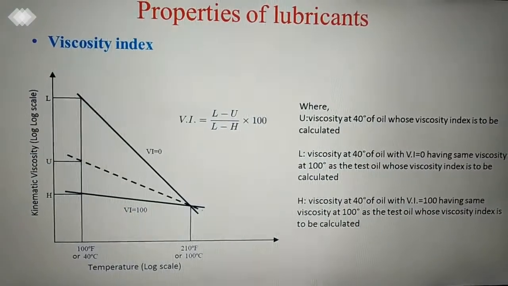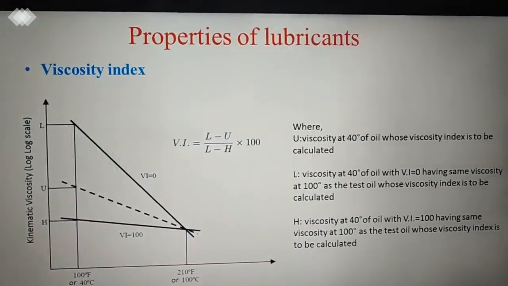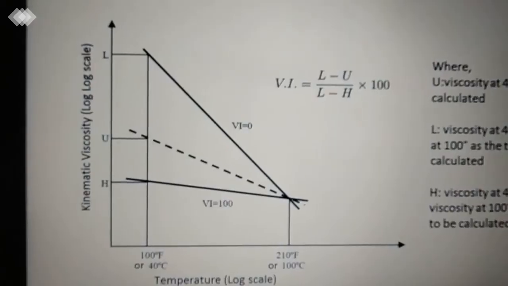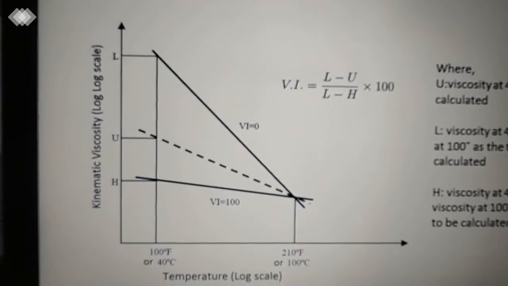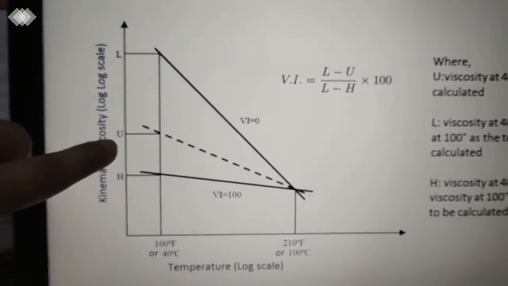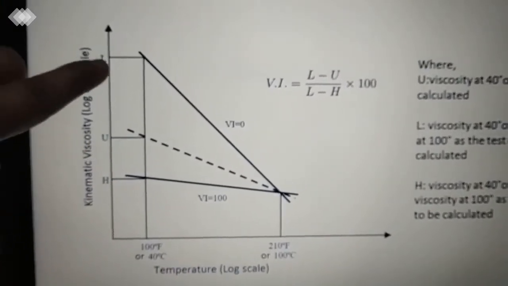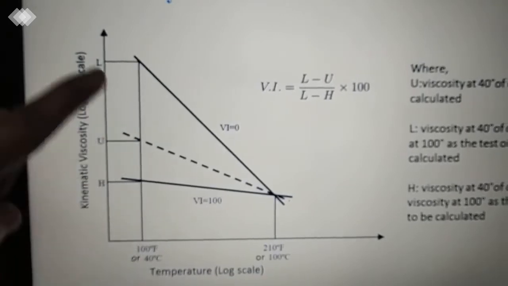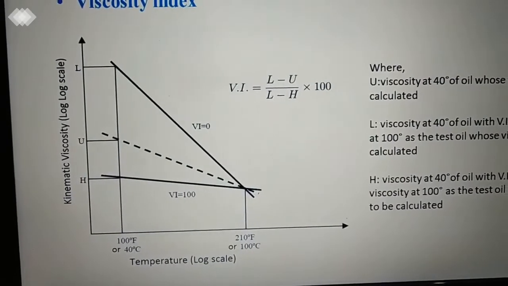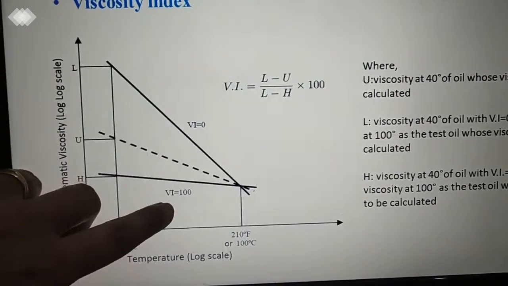But to find the viscosity index of a lubricating oil, the temperature-viscosity relationship must be considered with two standard oils. Let us say, as you can see in this graph, we need to find the viscosity index of oil U. So we are going to consider the viscosity and temperature relationship of oils H and L, which are standard ones, and we know the viscosity index for those oils.